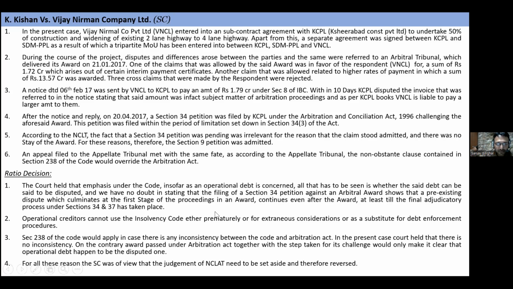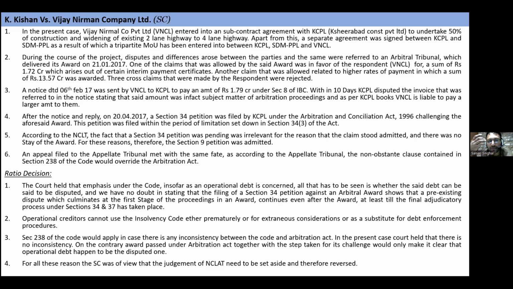Apart from this, they have some other business relation. So there was a tripartite agreement. There was one other company called SDM PPL, SDM Public, which is the short name of that company. So they have a tripartite agreement between KCPL, VNCL and SDM PPL. So there was some other business relation also there.